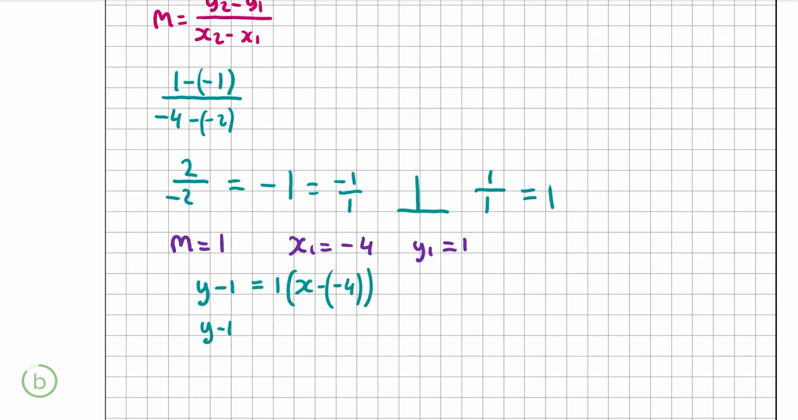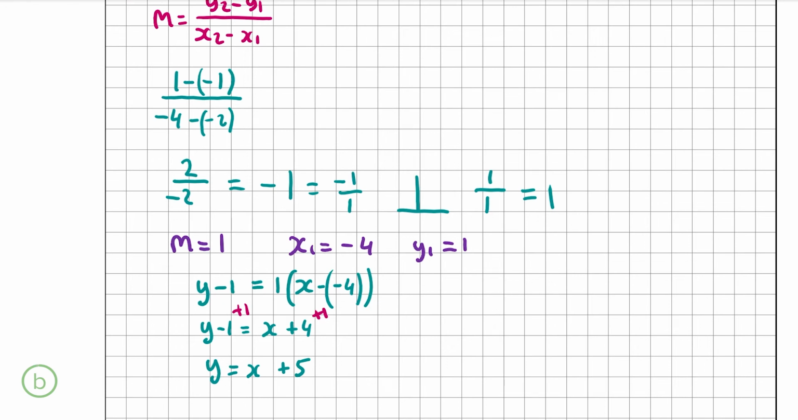So that's going to be y minus 1 is equal to 1 times by x, which is just x. And then 1 times by minus minus 4, so 1 times by plus 4, so it's going to be plus 4. And then plussing 1 to both sides, we get y is equal to x plus 5. And that's the equation of the tangent to the circle Q at the point minus 1, 4.